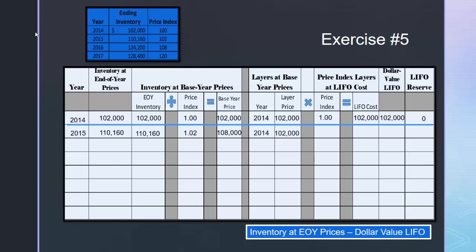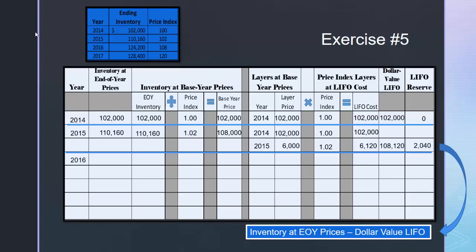So we have our 2014 layer at $102,000, price index of 1 for a LIFO cost of $102,000, and then you create a new layer during the current year, this is 2015, for the amount of increase. We went from $102,000 to $108,000, that is a $6,000 increase. So if we multiply that by our price index of 1.02, we're going to have a LIFO cost of $6,120, meaning our dollar value LIFO inventory would be $108,120. So again, right here, let's use that formula of inventory at end of year price, or our FIFO price, minus our LIFO price. $110,160 minus $108,120 is going to be a $2,040 difference.